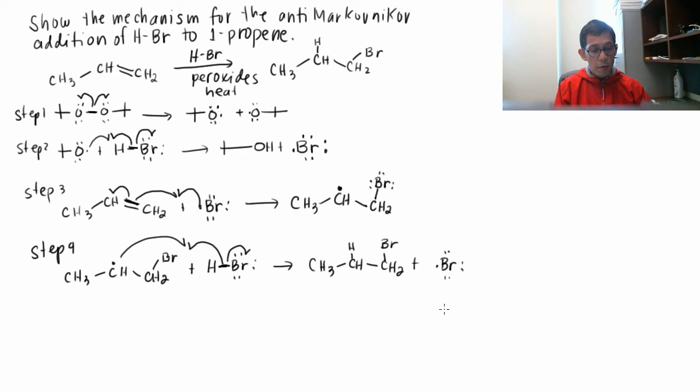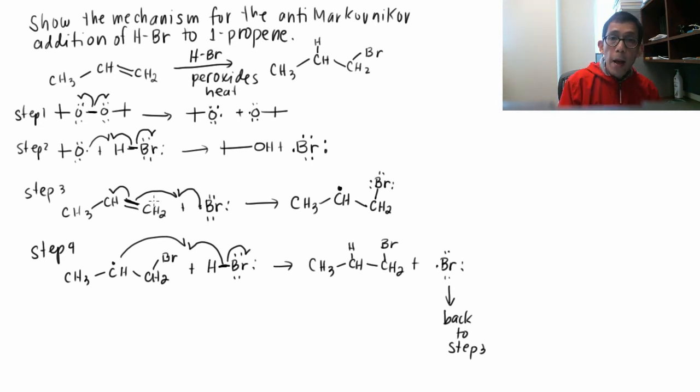And that bromine radical goes back to step 3, and it will react with another alkene molecule to propagate the process. And so it keeps going until there is no more alkene or until there is no more HBr left to react.